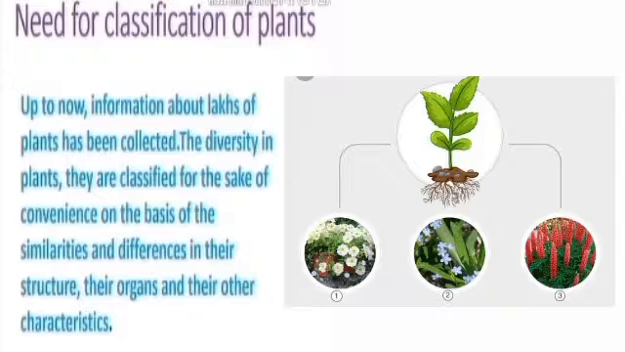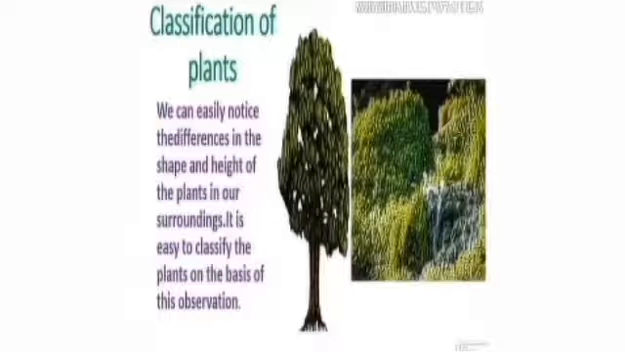Up to now, information about types of plants has been collected. While studying the diversity in plants, they are classified for the sake of convenience, on the basis of the similarities and differences in their structure, their organs and other characteristics of the plant. We can easily notice the differences in the shape and height of plants in our surroundings. It is easy to classify the plants on the basis of this observation.